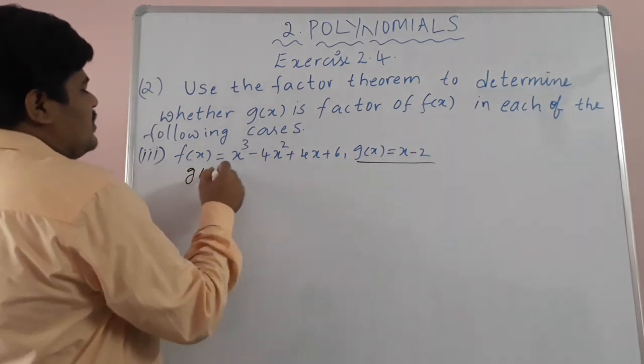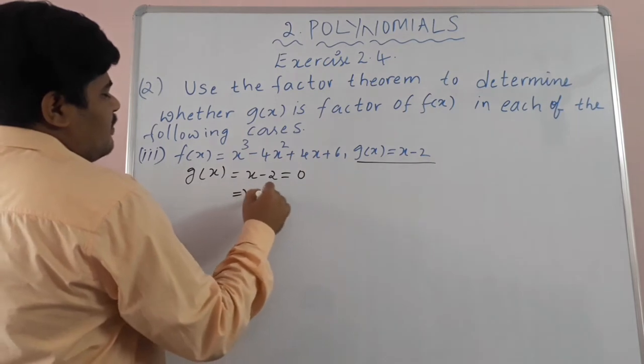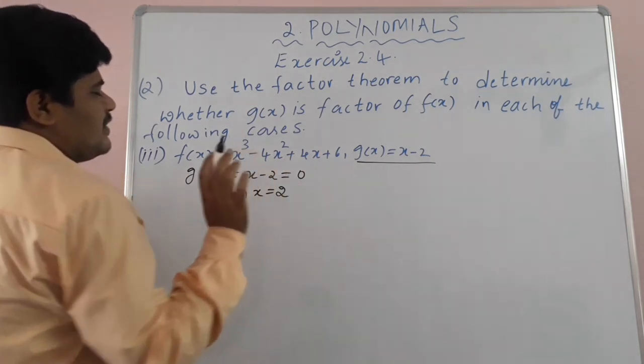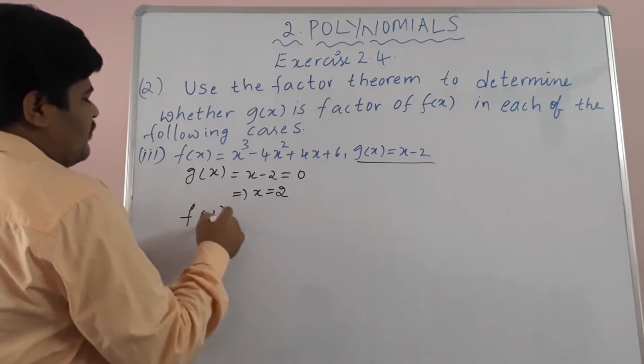So children, g of x is equal to what? x minus 2 equated to 0. So that implies x is equal to 0 plus 2, that is 2. So x is 2. Now we need to find the remainder, children, that is f of 2.